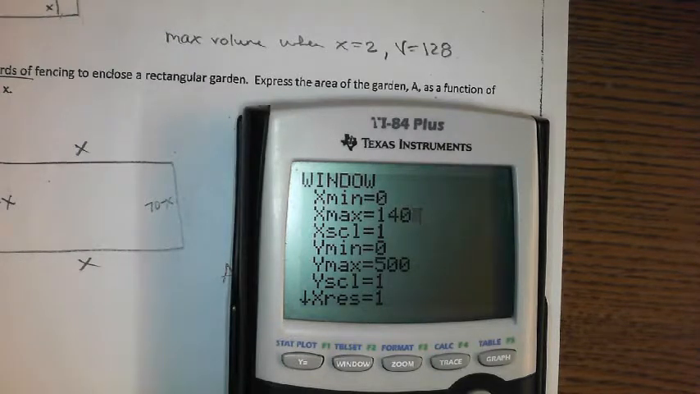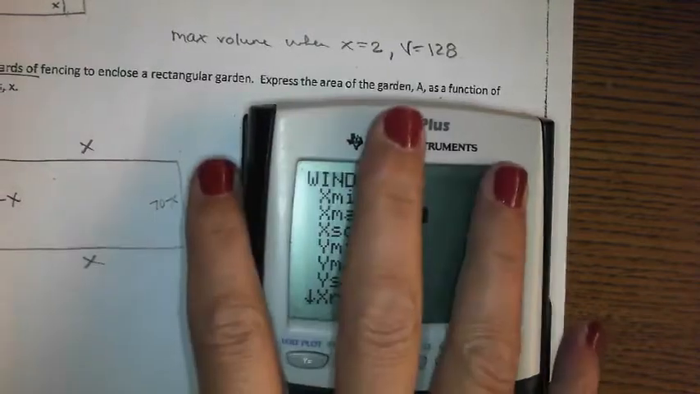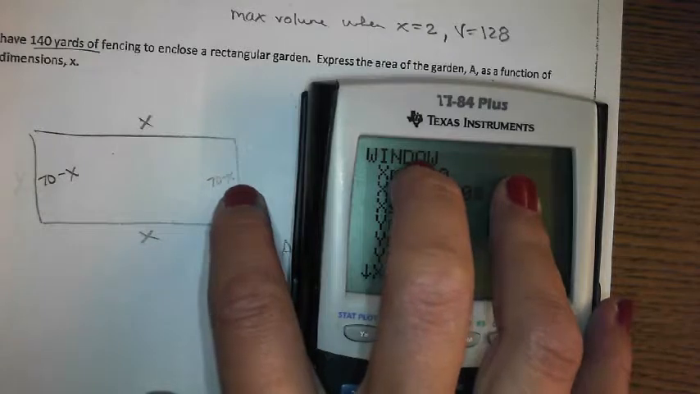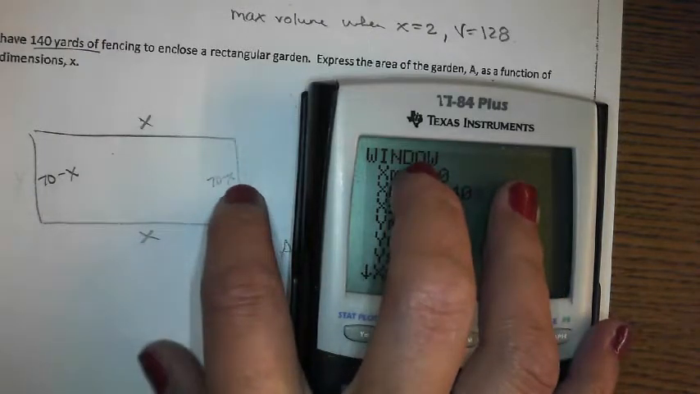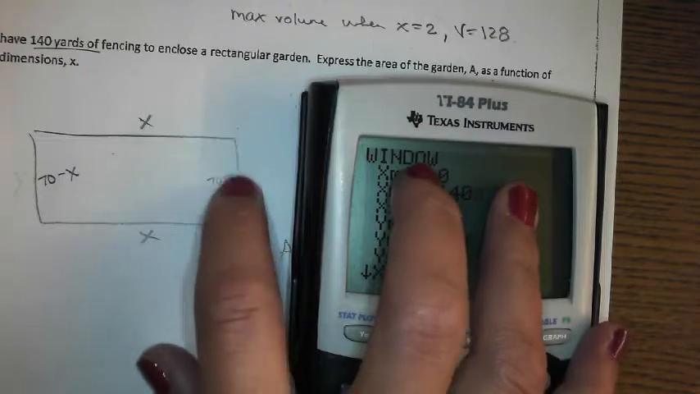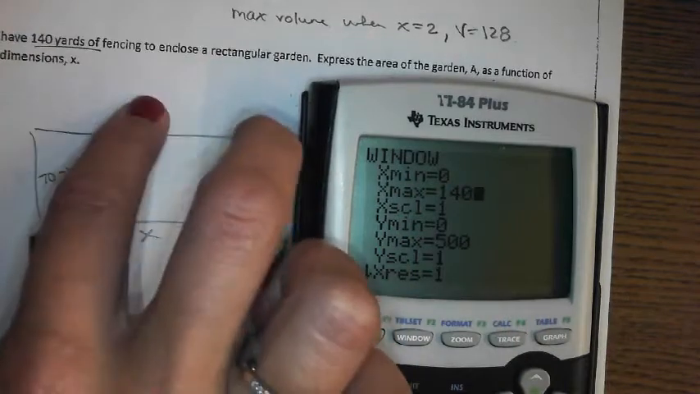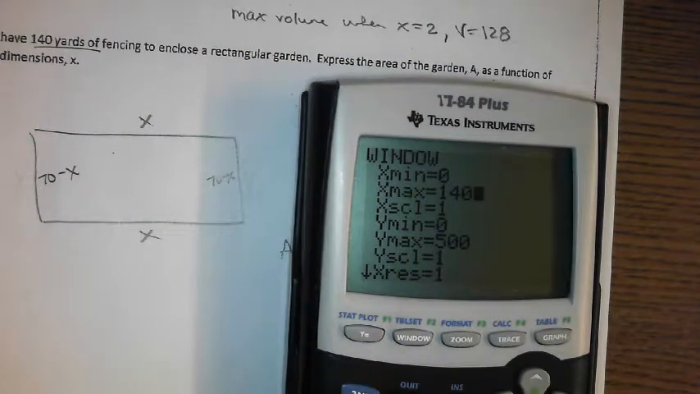What'd you say? 300? How'd you come up with that? Well, think of a hypothetical x. Make up any old x. Give me an x number. 20. So if x was 20, 70 minus 20 is 50 times 20. 50 times 20 is what? 1,000.